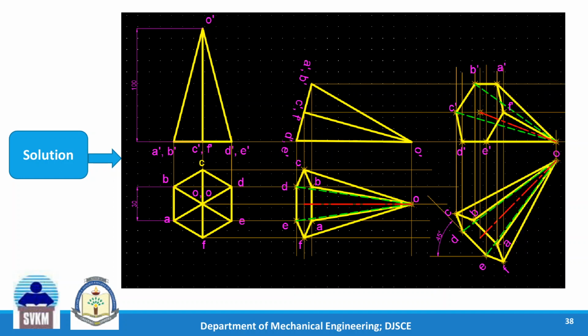So this is the solution. You note down that here the apex is nearer to the VP. So that is the thing given and we have followed that. Now another sum we will see wherein the apex is nearer to the observer. Rest of the things are same.